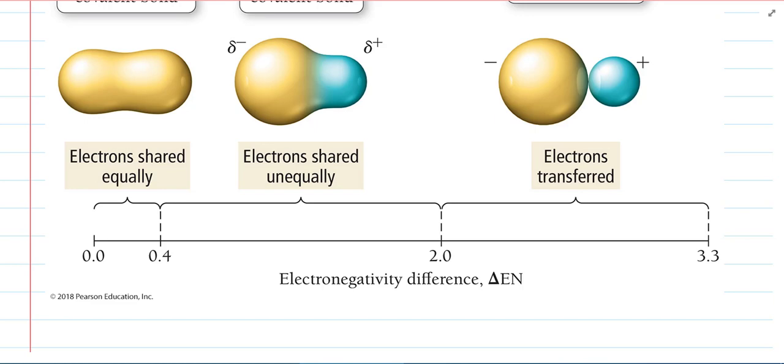So we can evenly share, like F2, where there is no uneven sharing. F2, O2, or C-H is considered a non-polar, equally shared bond. The difference of the electronegativity is 0.4 because carbon was 2.5 and hydrogen's 2.1.